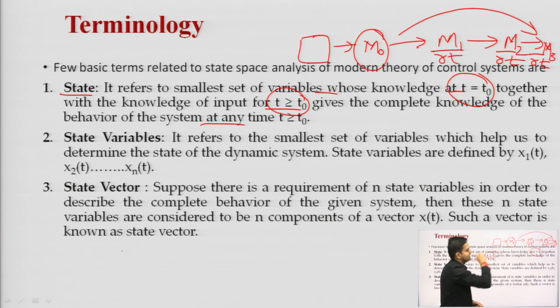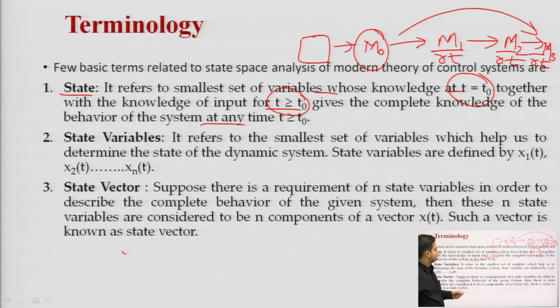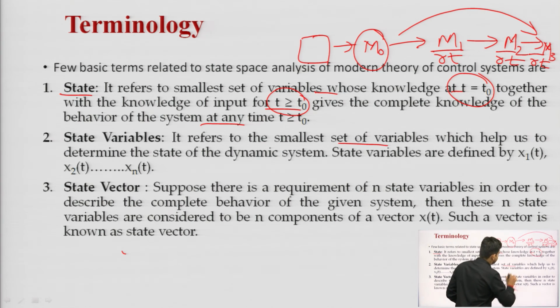This thing can be explained by the state of the system, right. So, this process can't be explained by a transfer function. That is why we are not using a transfer function model to model a time varying system, right. Now, state variables, they are the smallest set of variables, right.